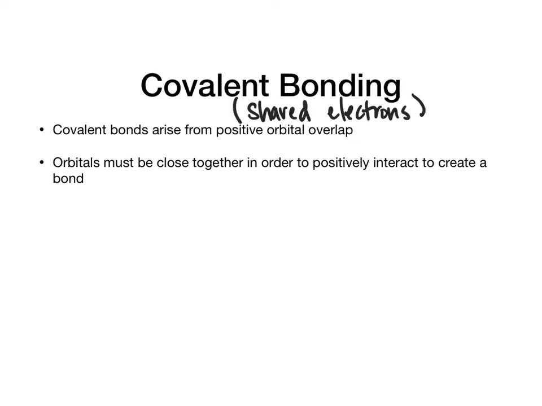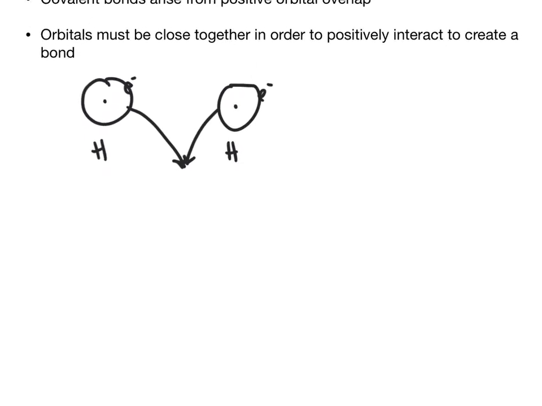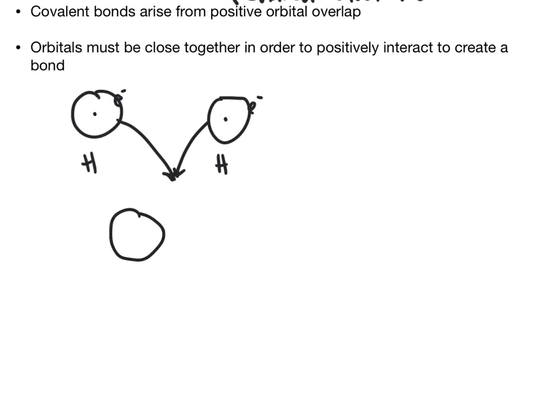And these shared electrons are in an orbital, and these two orbitals overlap. So let's think about hydrogen. We have two H atoms, we have a nucleus, we have a single electron in the 1s. And so these two have to come together, and they have to overlap. And when they overlap, we're going to get our two s orbitals. So the s orbitals overlap.